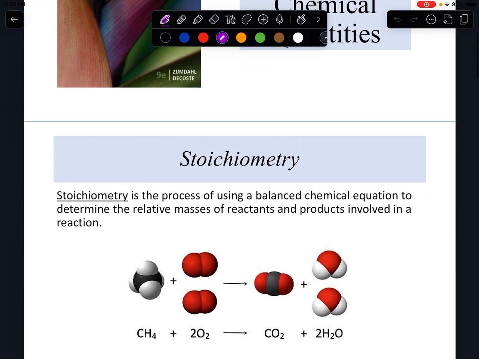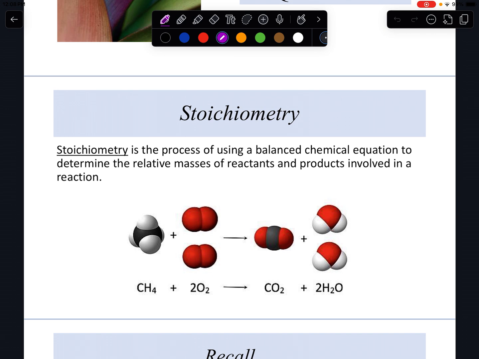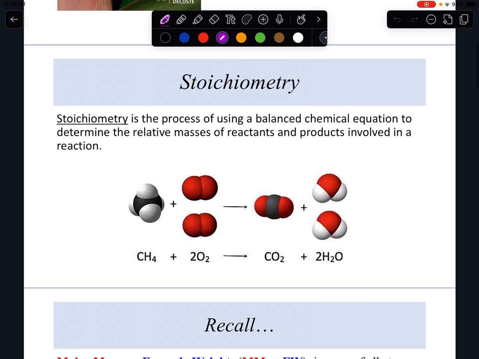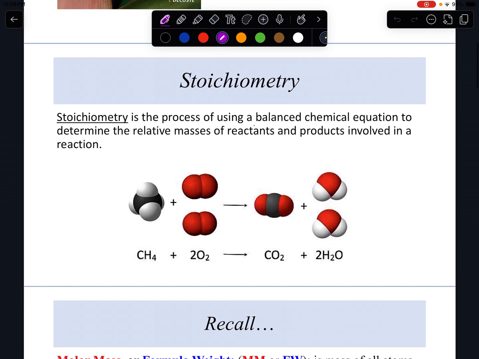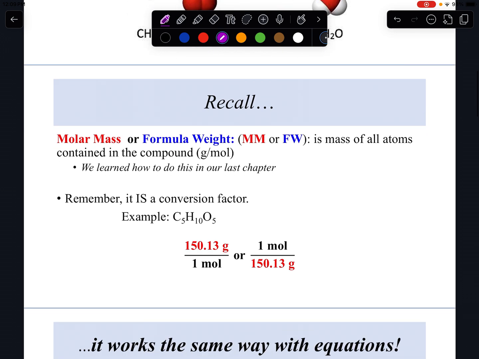Today we're going to look at Chapter 9, Chemical Quantities, and this PowerPoint is going to mostly be how to perform stoichiometry. Now, stoichiometry, what the heck is that? Stoichiometry is the process of using a balanced equation, this is a big thing that you need here, to determine the relative masses of reactants and products involved in a chemical reaction. Okay, so we're going to be given a reaction, or you're going to write one. We're going to be given a starting amount or an ending amount and be able to figure out the opposite.